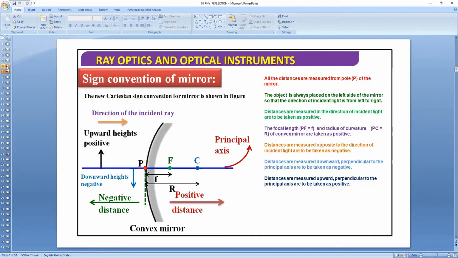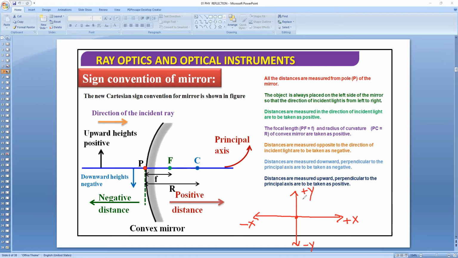We need to understand about sign conventions. In a Cartesian system, there is an x-axis as well as a y-axis. The center point is the origin. Right hand side is positive x-axis, left hand side is negative x-axis. Top is positive y-axis, down is negative y-axis.